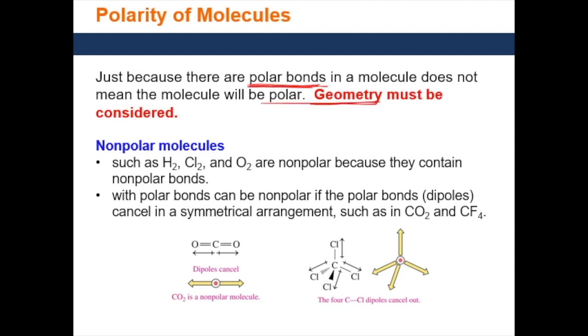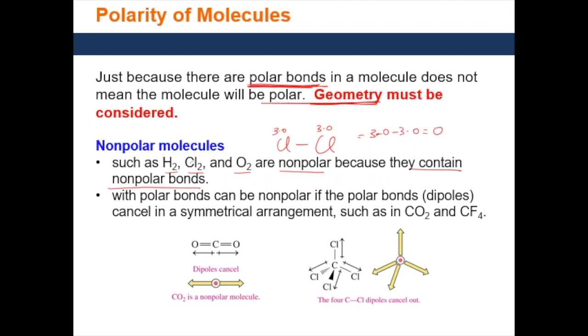For instance, why are molecules like hydrogen, chlorine, and oxygen non-polar? Because they contain non-polar bonds. We saw that chlorine consists of Cl-Cl. The electronegativity of this chlorine is 3, and this chlorine is 3. So the difference comes out to be 3.0 minus 3.0, which is 0. Therefore, this bond is non-polar.